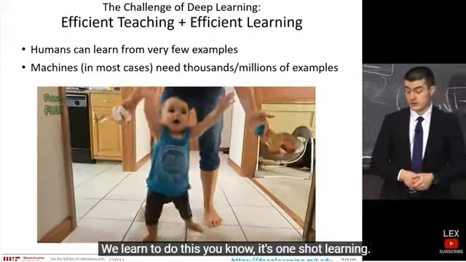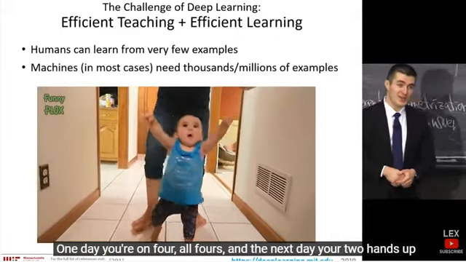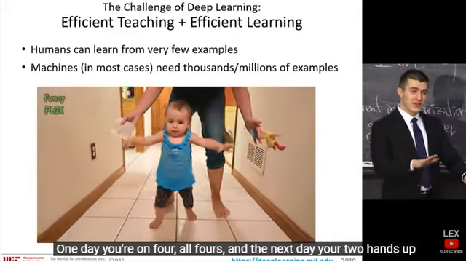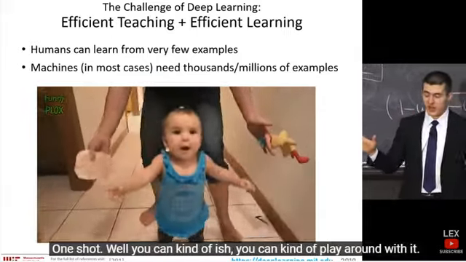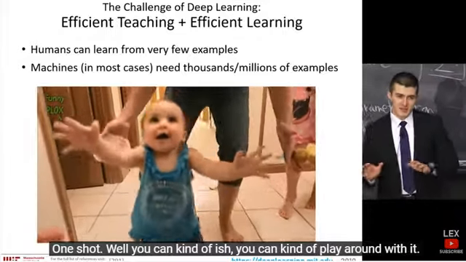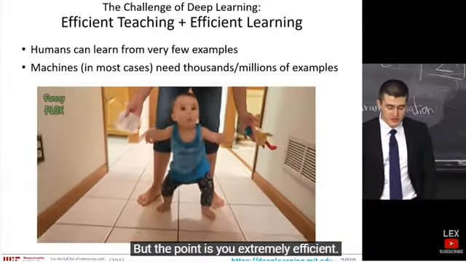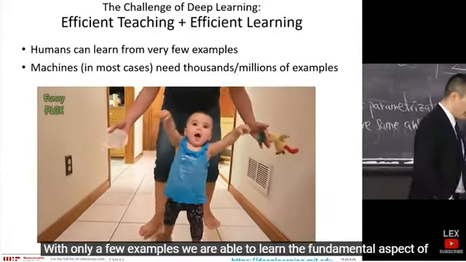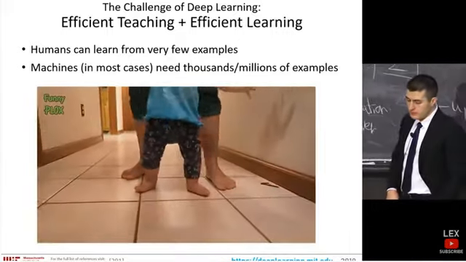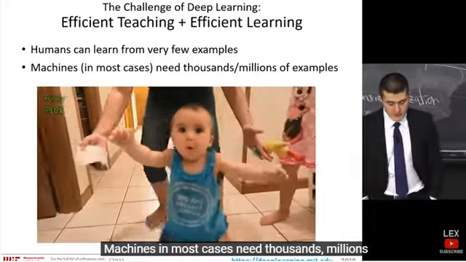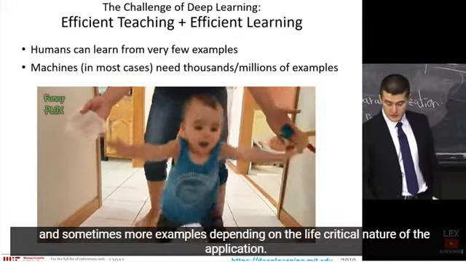We learn to do this, it's one-shot learning. One day you're on all fours, and the next day you put your two hands up, and then you figure out the rest. One shot. Well, you can kind of play around with it. But the point is you're extremely efficient. With only a few examples, you are able to learn the fundamental aspect of how to solve a particular problem. Machines, in most cases, need thousands, millions, and sometimes more examples, depending on the life-critical nature of the application.